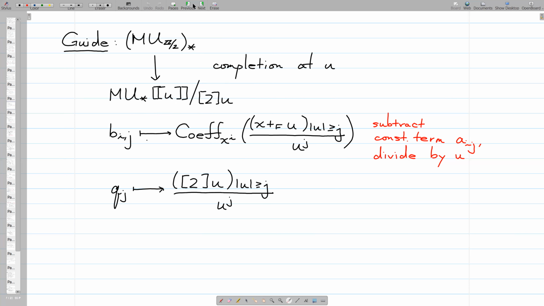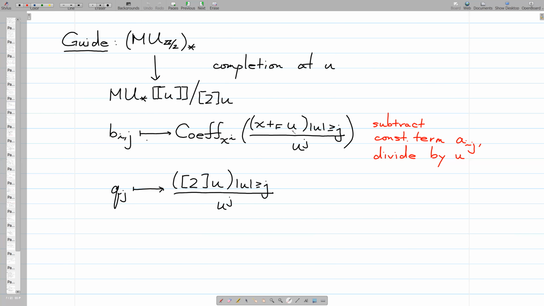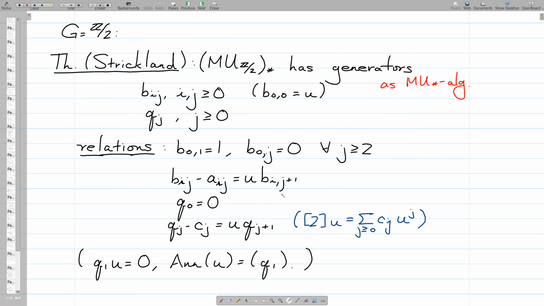And that's where the relation, Bij minus Aij, divided by U, is precisely saying that if you take this power series over here and divide by U^j, it has a constant term, and the constant term is precisely Aij. So you can subtract the constant term from this Bij, then you're allowed to divide by U one more time, and what you get is precisely B i comma j plus 1.